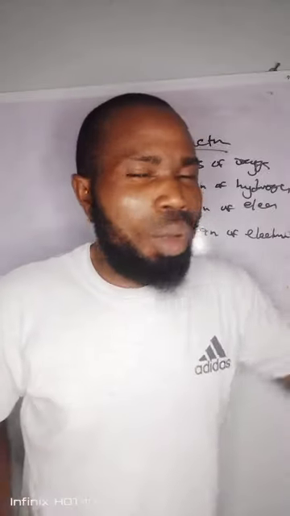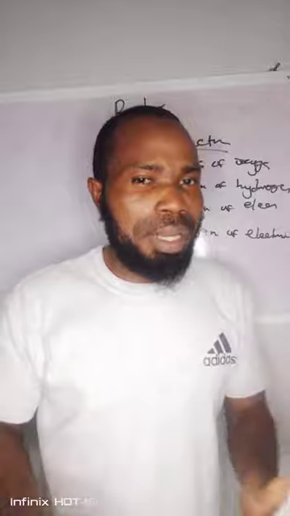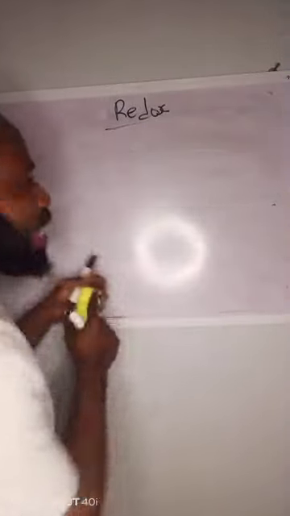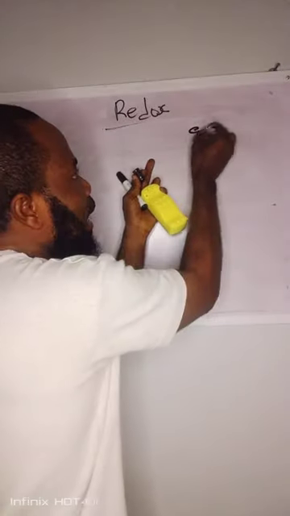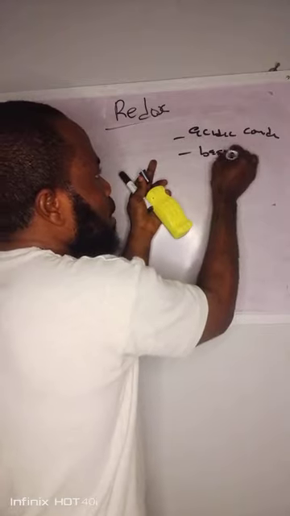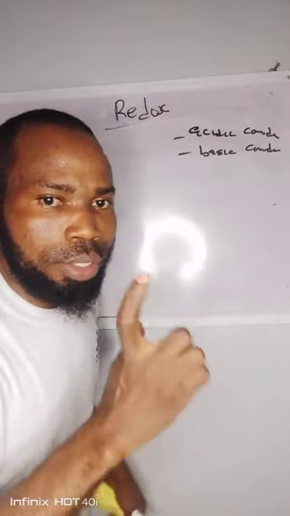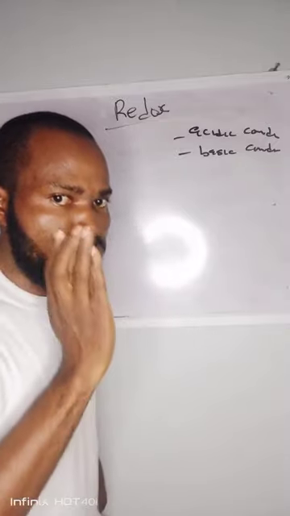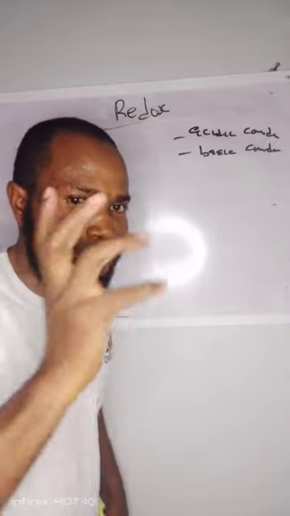Quickly, we have to look at how redox equations are balanced. Remember that I said just now that redox equations can either be balanced in acidic condition or in what now? In basic condition. Now, if I want to balance in acidic condition, what are the steps I need to follow? If I want to balance in basic condition, what are the steps I need to follow?